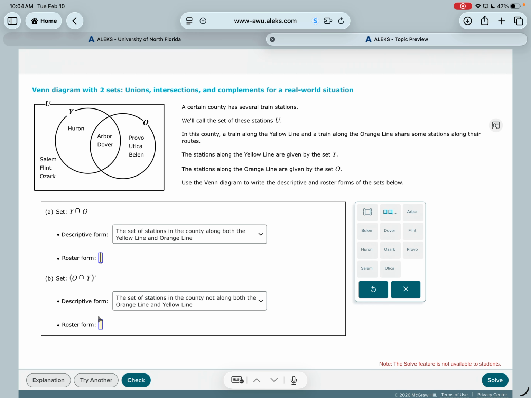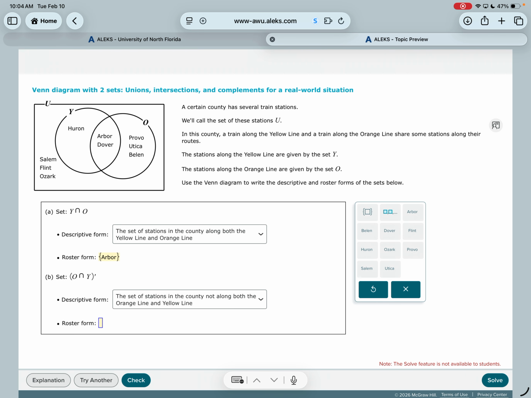So this one, sorry, I didn't do this one, but this one is just the and. So it's the intersection, Arbor and Dover. And then this one's going to be everything else. Oh, whoops. Hitting the wrong button there. So Arbor and Dover were my ones, so we want everything besides that.